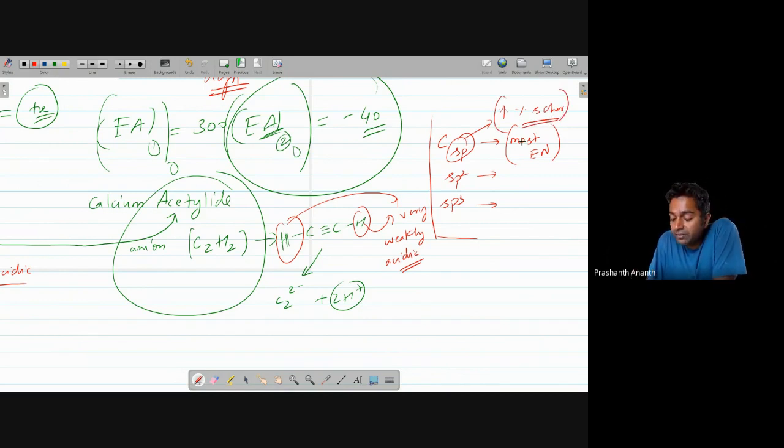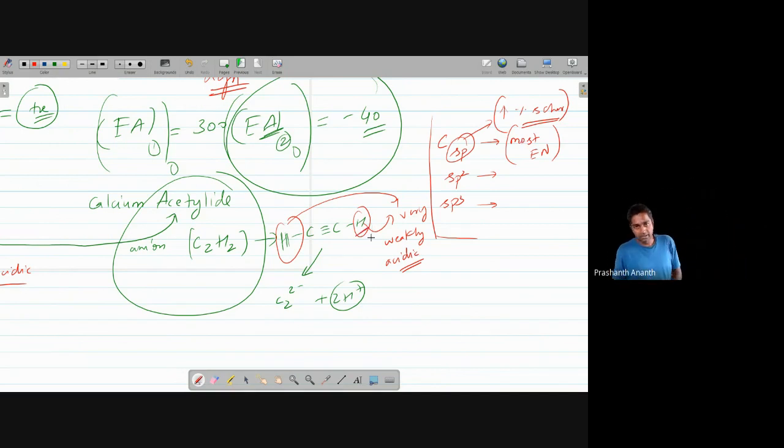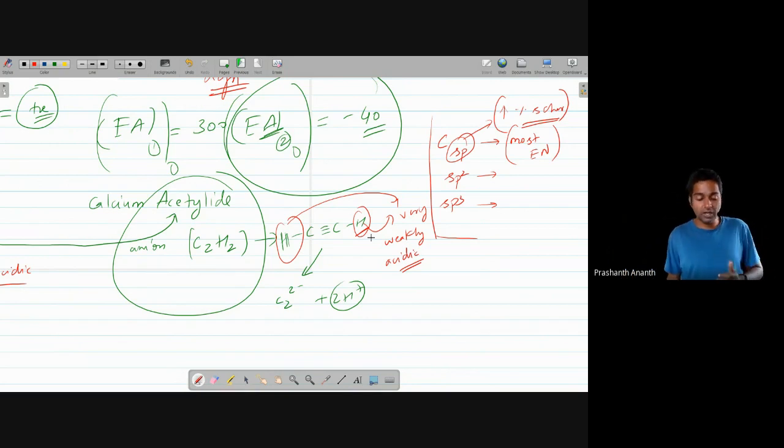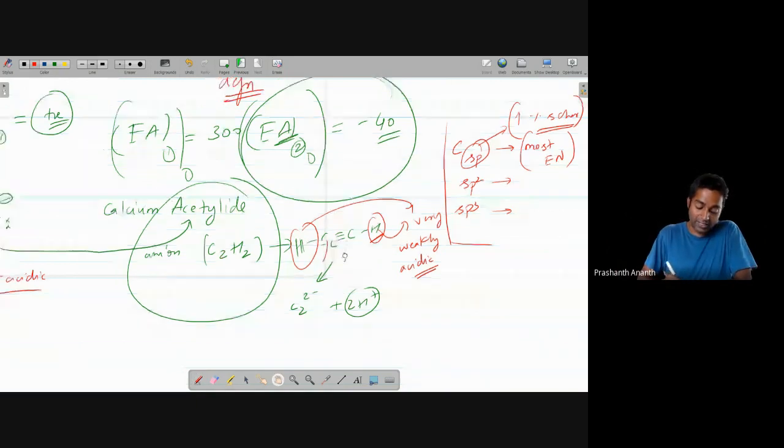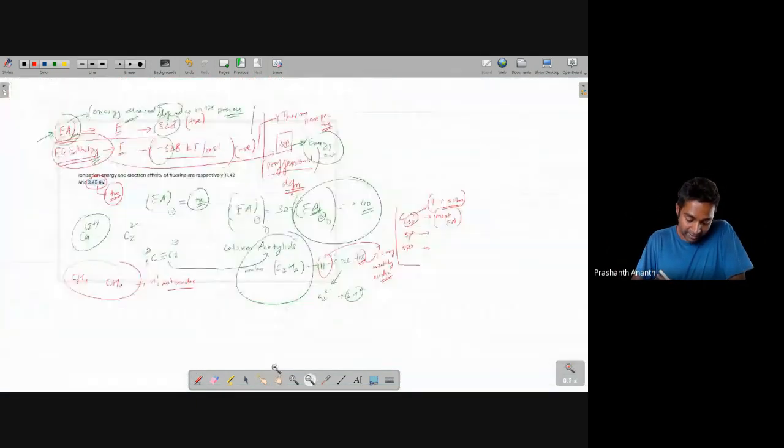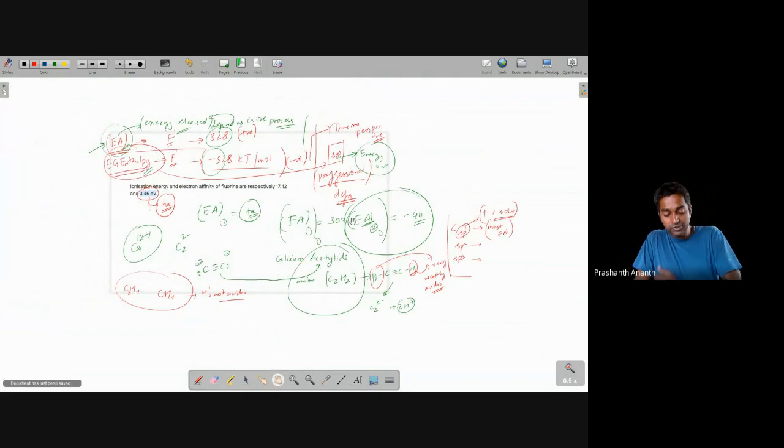So effectively, this is the reason why this compound has some acidic character. In the other two cases, C2H4 and C2H6, they are obviously not going to have an acidic character because they are sp2 and sp3, which are not as electronegative. That's the basic reason. So let's look at the questions again.